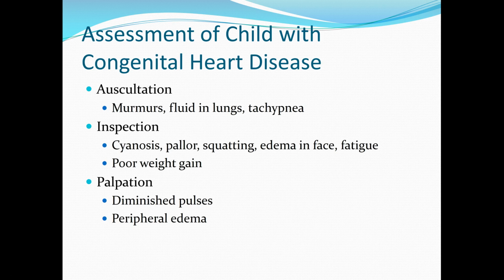All right, so assessment of the child with a congenital heart disease. You're obviously going to auscultate, see what's going on. Murmurs most of the time already exist in these children. There may be fluid in the lungs. They may be tachypneic. You're going to look and see what they look like.